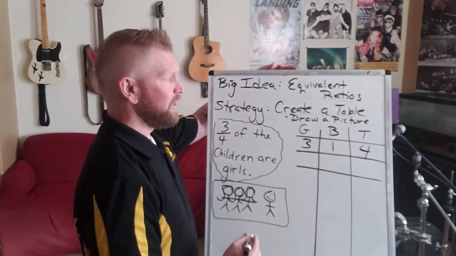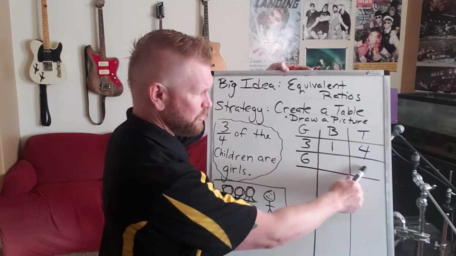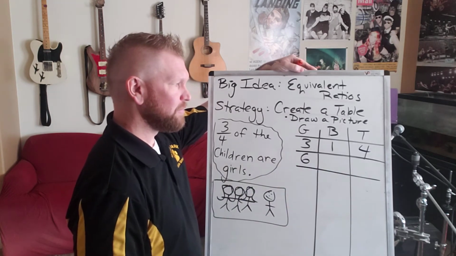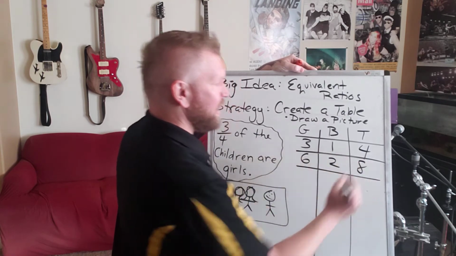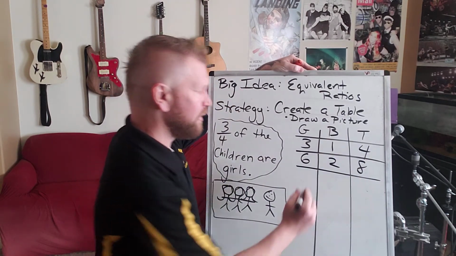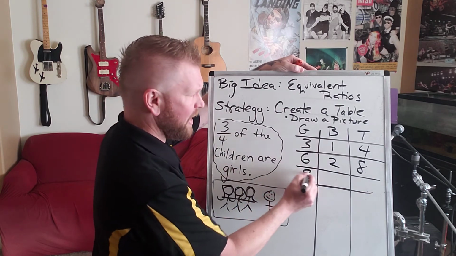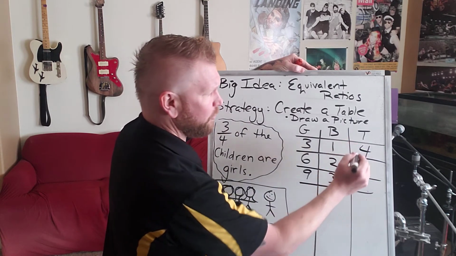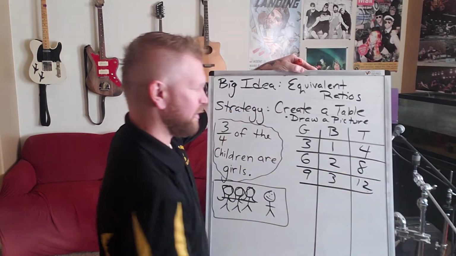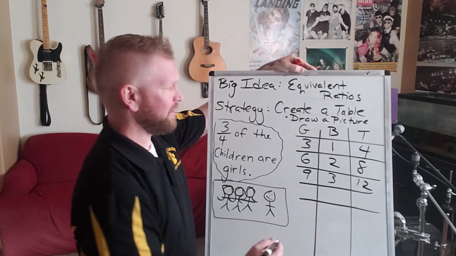Now that we have all the numbers assigned the correct way, now we can scale up or we can scale down. Let's say we doubled this to 6. Then what would these numbers be? Well, if there are 6 girls, that means there would be 2 boys and there would be 8 total children. Now, if I was going to continue the pattern, it would go 3, 6, 9. This would go 1, 2, 3. This would go 4, 8, 12. Like that. And I could continue this pattern as much as I want.